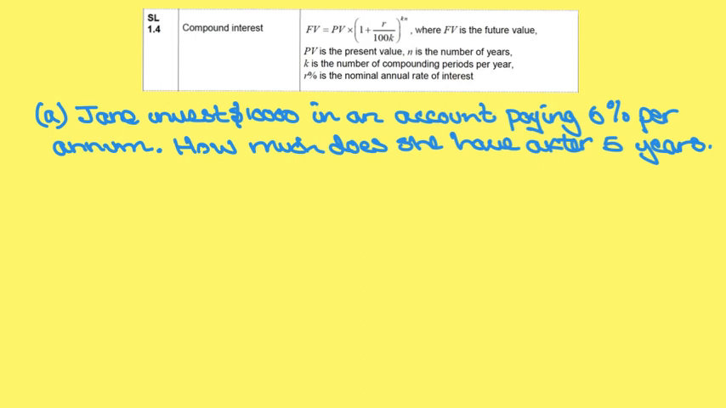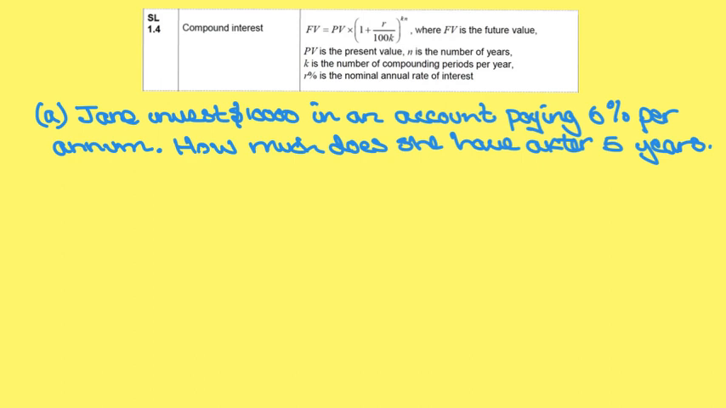So when we are investing in a bank, say, and it pays 6% per annum, and the inflation rate is 4%, we're not really getting 6%. We have to take into account the rate of inflation. So let's do a couple of questions. Jane invests $10,000 in an account paying 6% per annum. How much does she have after 5 years?